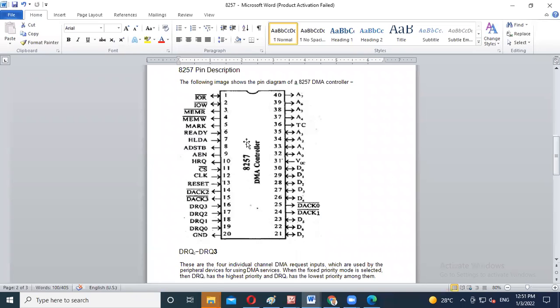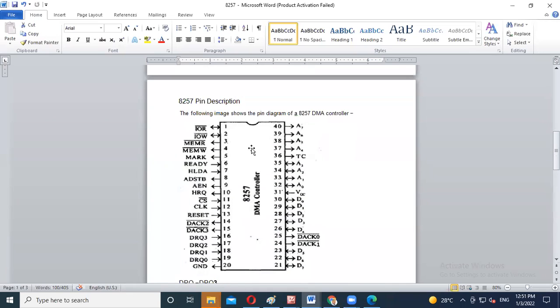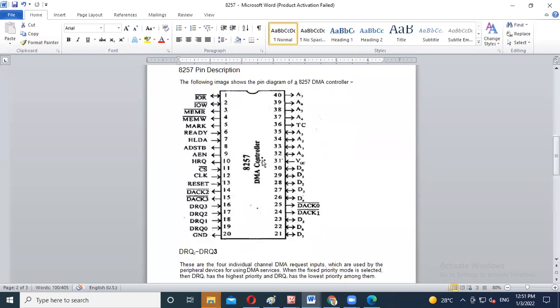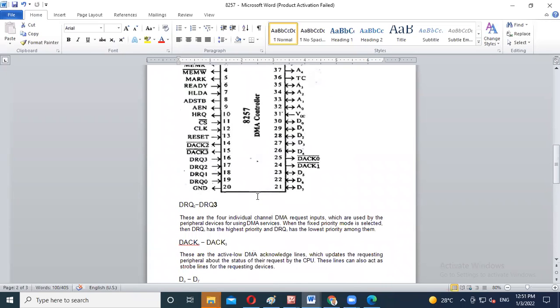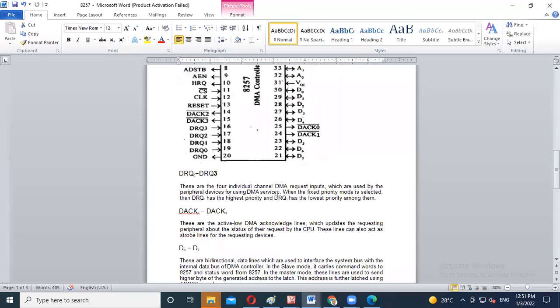So whatever pins are there, and how you are going to connect them with the 8257, this is the pin description of the 8257, isn't it? In that, we are mainly using DRQ0 to DRQ3: the first channel DRQ0, second DRQ1, DRQ2, DRQ3. 0 to 3 means 4 data requests and 4 data acknowledgements: data acknowledgement 0, 1, 2, and data acknowledgement 3. That one we are going to explain now.